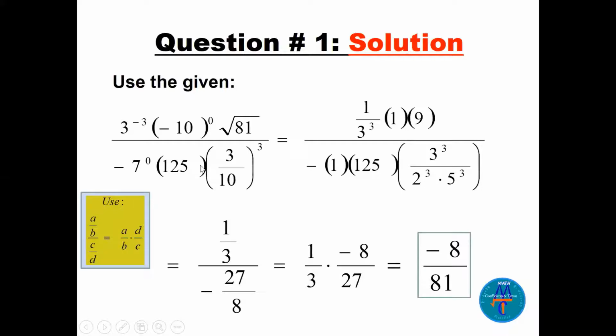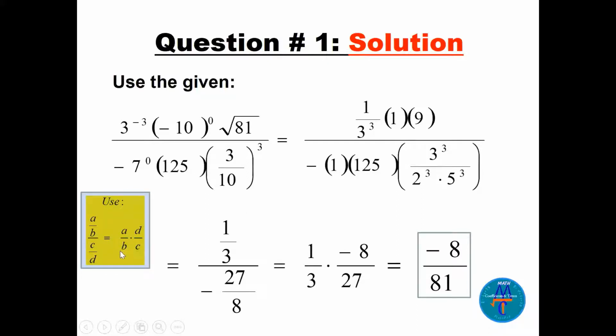125, we leave it. Now we distribute the power here: 3 cubed, you see 3 cubed, and 10, 2 times 5, each one cubed. So I broke down the numbers into prime numbers. Now 125 and 5 cubed is the same number here. You can cancel 5 cubed, 5 cubed. 3 cubed is 27 here, divided by 2 cubed, 8 with the minus. And here, divide by 9, 9 and 3 cubed, so you have 1 over 3.